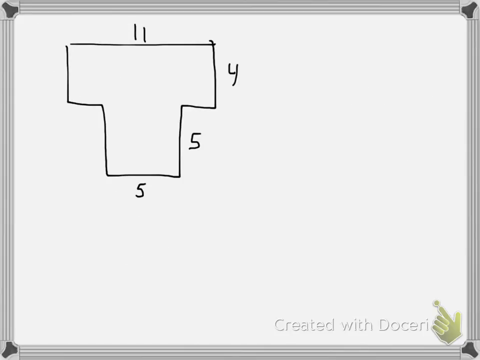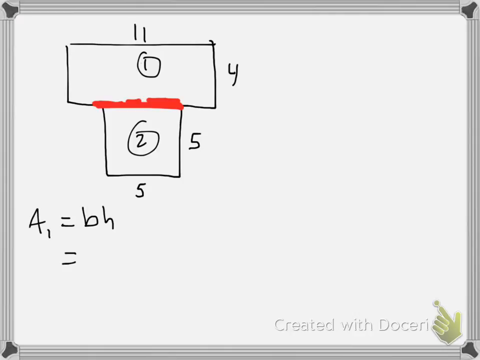Alright, the next one here, again, there's always more than one way to break these up. I like to pick what looks to me to be the simplest, and the simplest way to me is right across here. So if we split the shape right there, we have a rectangle and a square. I'll call this one number 1 and this number 2. So the area of the first shape, that's a rectangle, so it's going to be base times height, which is 11 times 4, which is 44, and we are working in centimeters.